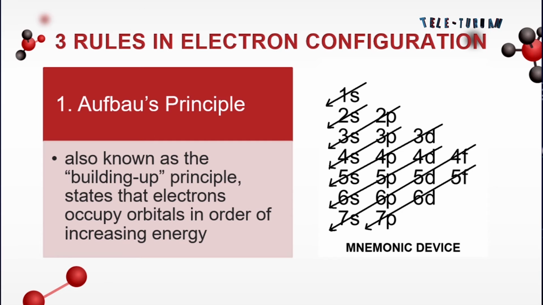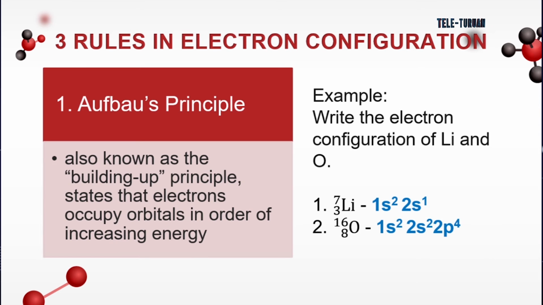Aufbau's principle is also known as the building up principle, which states that electrons occupy orbitals in order of increasing energy. It follows this mnemonic device in filling up the orbitals. Say for example, write the electron configuration of lithium and oxygen. The electron configuration of lithium is written as 1s2, 2s1. Notice that 1s is filled first before going to 2s. This means that 1s has lower energy than 2s.